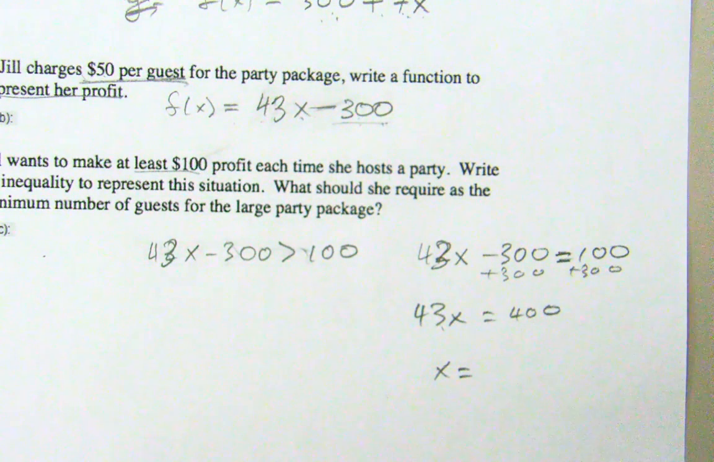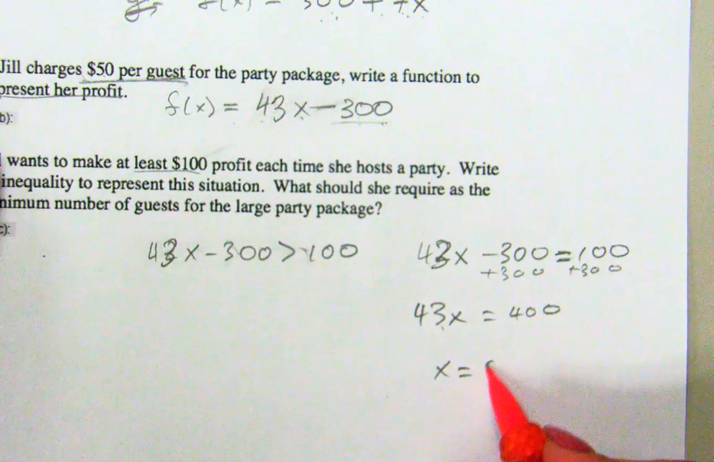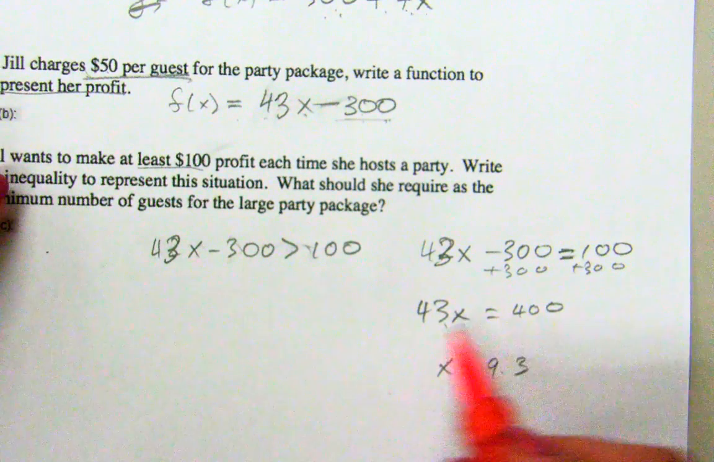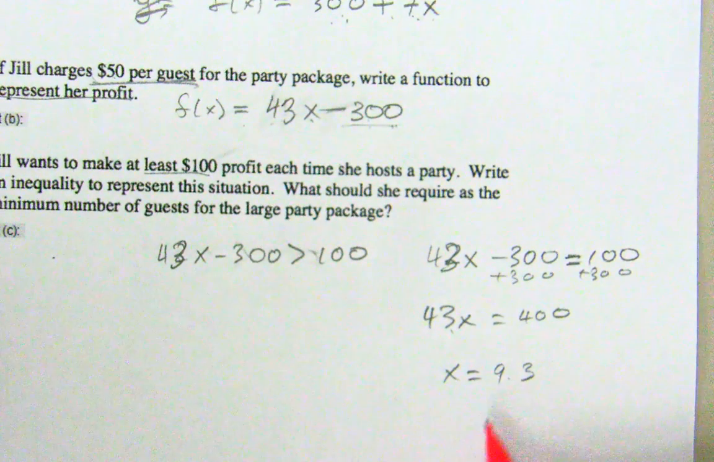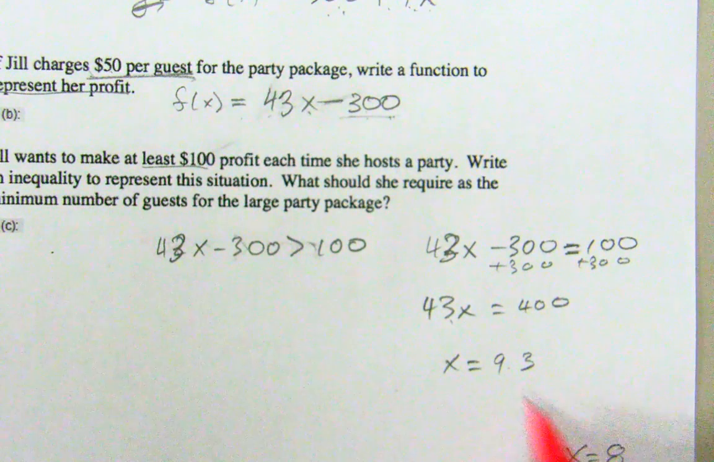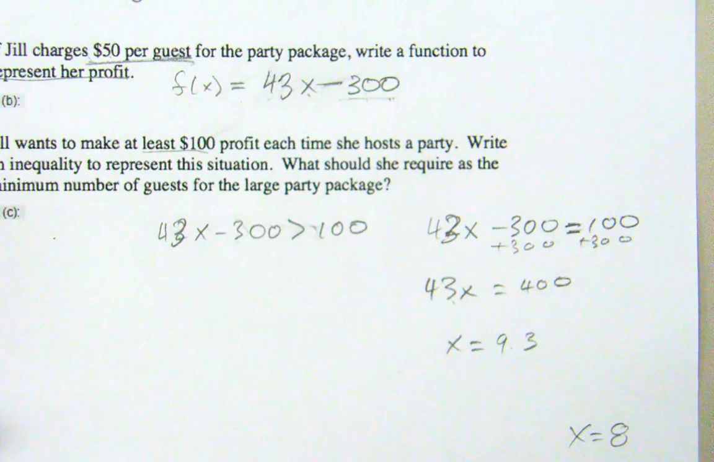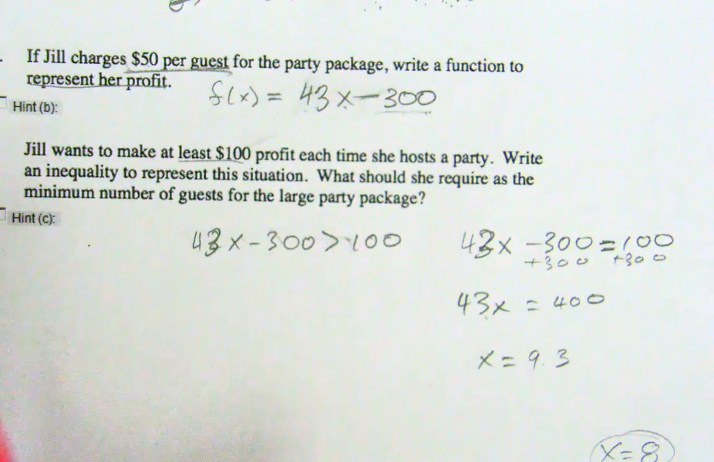Okay, 400 divided by 43 is going to be 9.3 something. I bet you it's supposed to be 50. 400 divided by 50 comes out to 8. So I bet you it's 8 people. Okay, well, let's see. So if it's equal to 8, if it's equal to 9.3. So let's say if it's equal to 8. So if 8 people show up at the party, let's see how this is going to work.